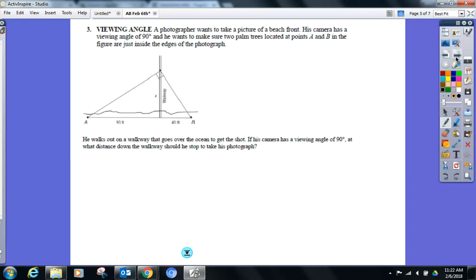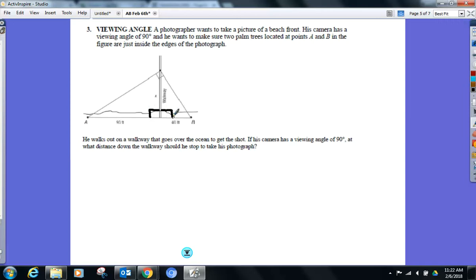I could not get them on the diagram for some reason, so can you add them in that these are right angles here? Are we ready to read this bad boy? A photographer wants to take a picture of the beach. His camera has a viewing angle of 90 degrees. And he wants to make sure those 2 palm trees at A and B are in there. How far on the walkway does he have to walk out so he gets that 90-degree shot?